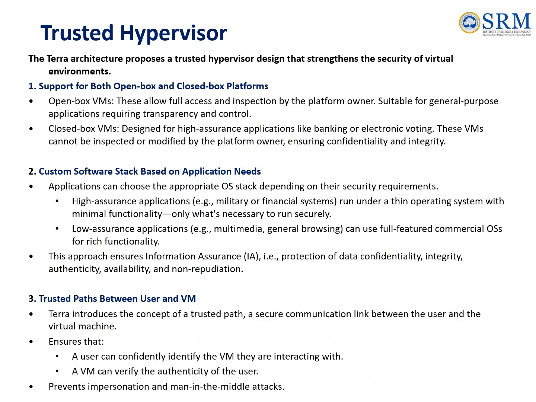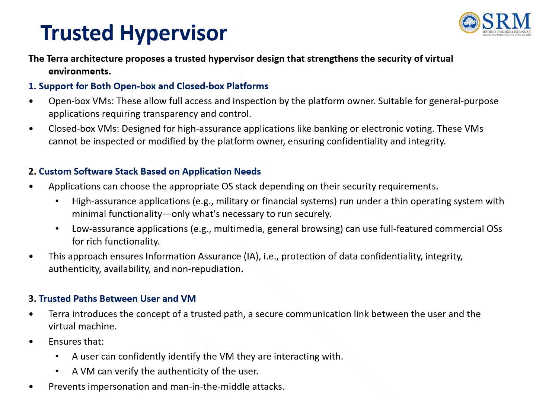Now, let us discuss the concept of a trusted hypervisor using the Terra architecture. The main goal of Terra is to improve security in virtualized environments. There are two types of virtual machines. One is open box virtual machine and the other is closed box virtual machine. Open box virtual machines allow inspection and full access by the platform owner. These are suitable for normal purpose applications. Closed box virtual machines are designed for highly secure applications such as banking or electronic voting systems. Here, even the platform owner cannot inspect or modify the virtual machine contents.